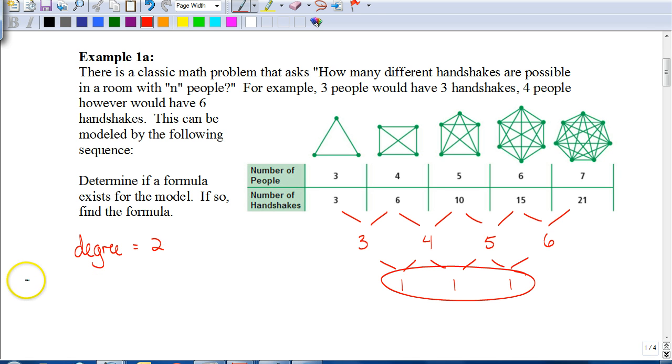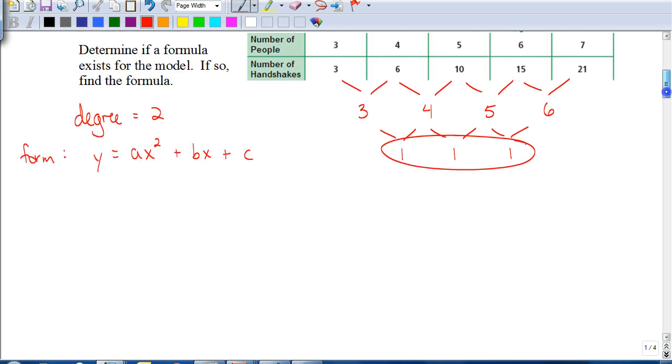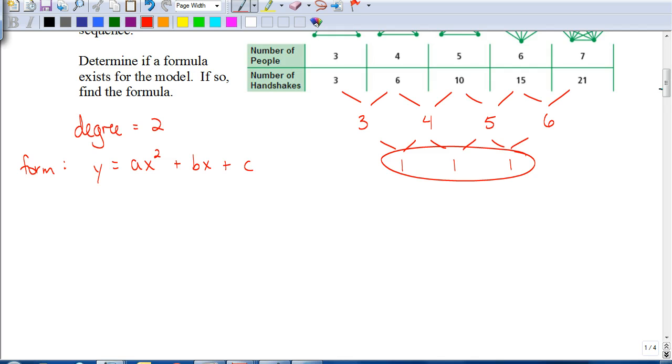So therefore, if it's a degree of 2, this is the form that our answer is going to be in. Our form is going to be y equals, since it's a degree of 2, ax squared plus bx plus c. Now here's where it starts to get interesting. Since I know this is the form that my answer is going to be in, I want to figure out now what my values for a, b, and c will be.